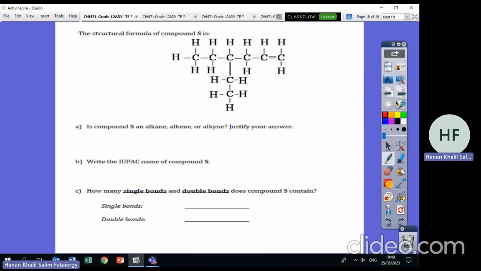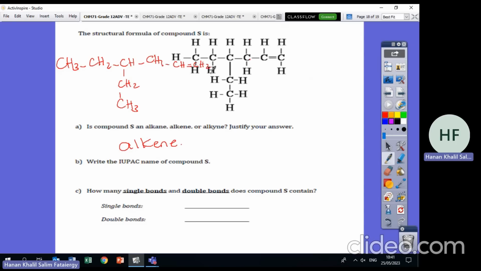Okay, next. Is this compound alkane or alkene or alkyne? Justify your answer. Of course since it has a double bond, I will say it is an alkene. Give the IUPAC name of this compound. Of course this is confusing, so I will make it simpler. I will say this is CH3. Then here we have CH2, CH, CH2, CH3. Then here we have CH2. Then CH, double bond CH2.